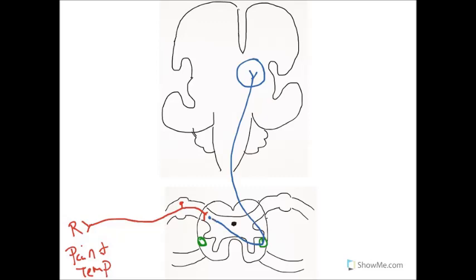And then you're going to have your third order neuron take it out to the post-central gyrus, primary sensory cortex. Now, it crosses over at level of entry, carries pain and temperature. We will see that it is coming to our cerebral cortex, which is going to be important here in just a minute. And I will go back and look at some other things.